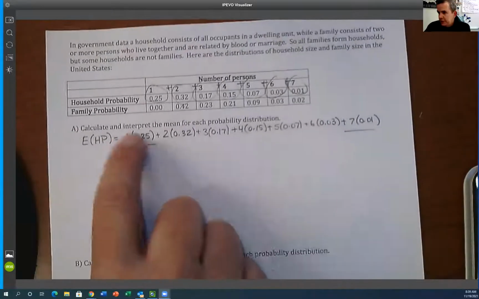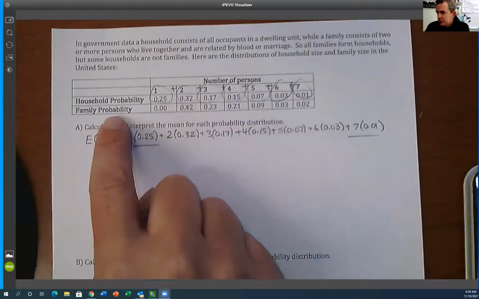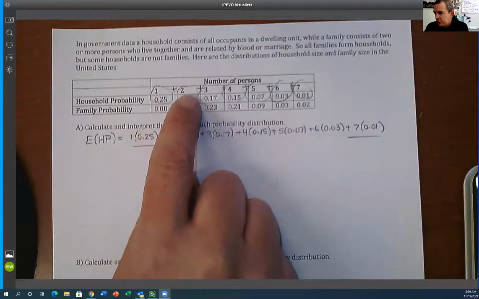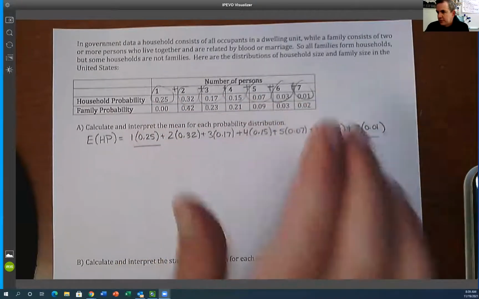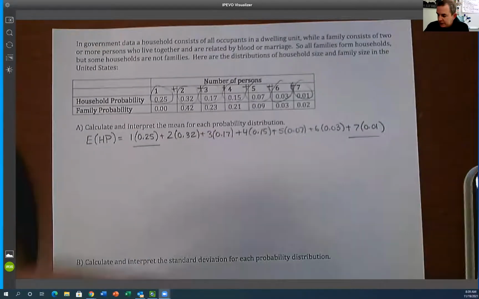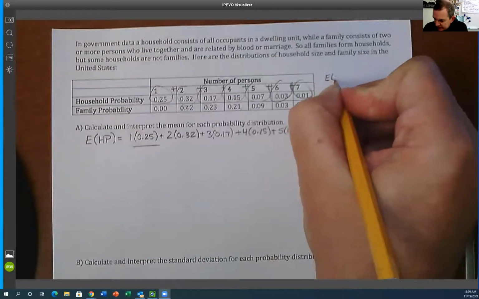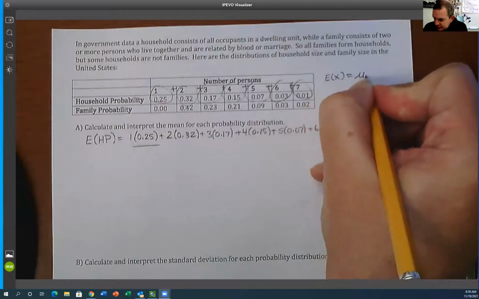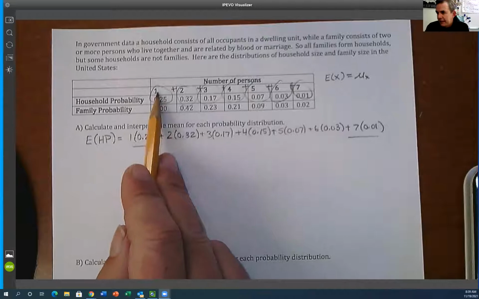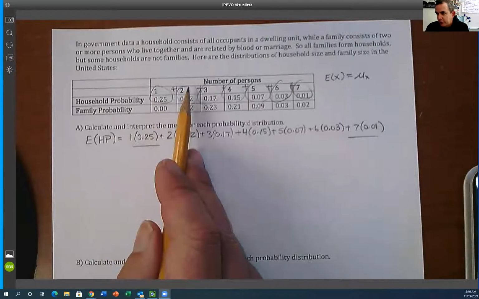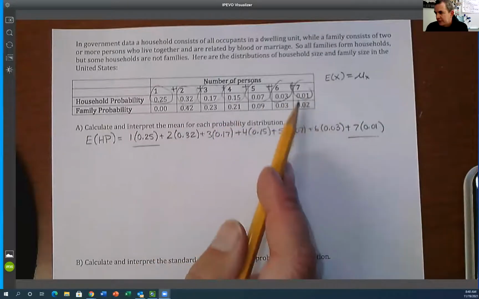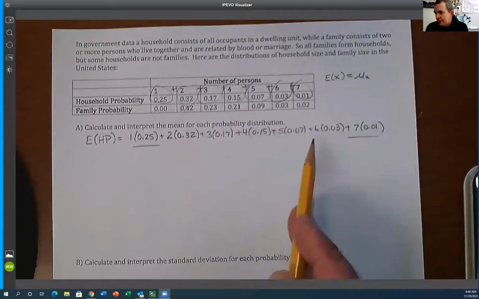We have a probability distribution here. It's the number of people in a household probability. So it's basically what is the probability of finding a household with one person, 2, 3, 4, 5, 6, or 7. It's asking me to find the expected value. And the expected value is the same as the mean of something. So to figure out the mean, we multiply every outcome by its probability. So 1 times 0.25, 2 times 0.32, all the way up to 7 times 0.01, and we add them up.